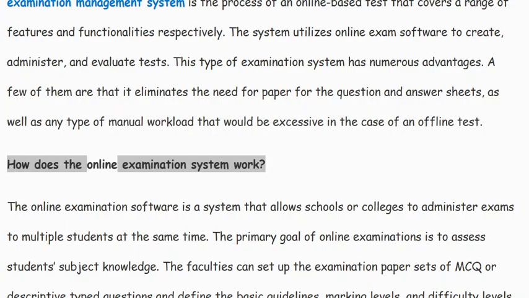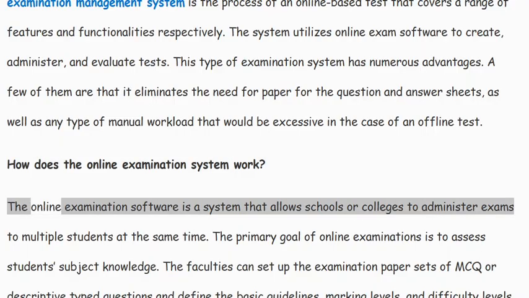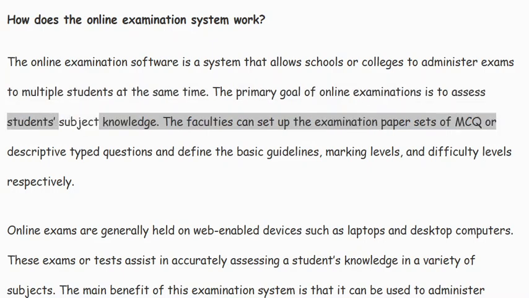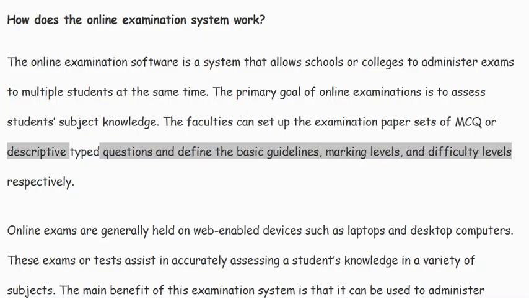How does the online examination system work? The online examination software is a system that allows schools or colleges to administer exams to multiple students at the same time. The primary goal of online examinations is to assess students' subject knowledge. The faculties can set up the examination paper sets of MCQ or descriptive typed questions and define the basic guidelines, marking levels, and difficulty levels respectively.